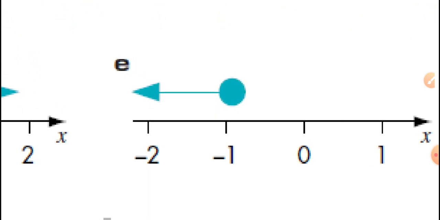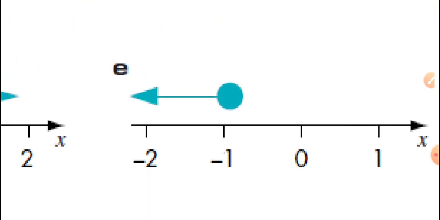Alright, question E. Now again I can see something to negative 1. So I'll write negative 1. And I can see that it has to be less because the arrow is going in this direction. So x is smaller than negative 1. Now because it's shaded, I have to put the equal sign as well. So x is equal to or less than minus 1.